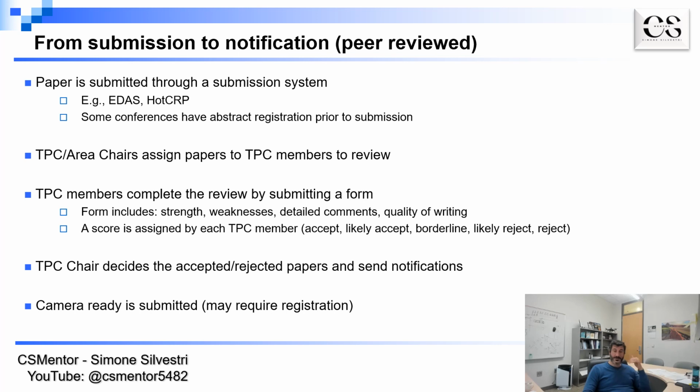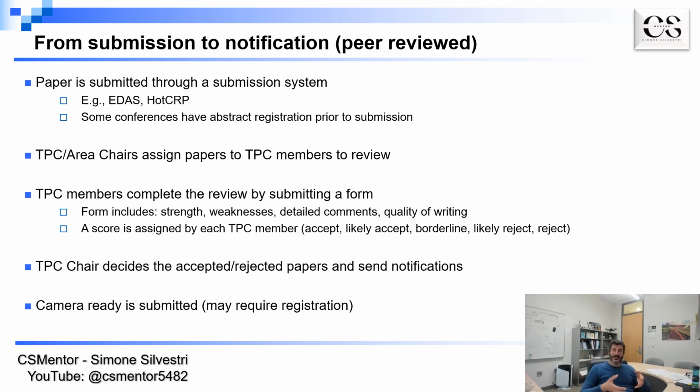And this score could be, for example, accept, likely accept, borderline, likely reject, and reject. Also, this classification could be slightly different depending on the conference, but more or less, this is the typical range that you will find. So this means basically that a specific TPC member would like to see the paper, let's say, accepted or rejected, or maybe something in between. Sometimes even TPC members are required to rank the papers that they have reviewed.